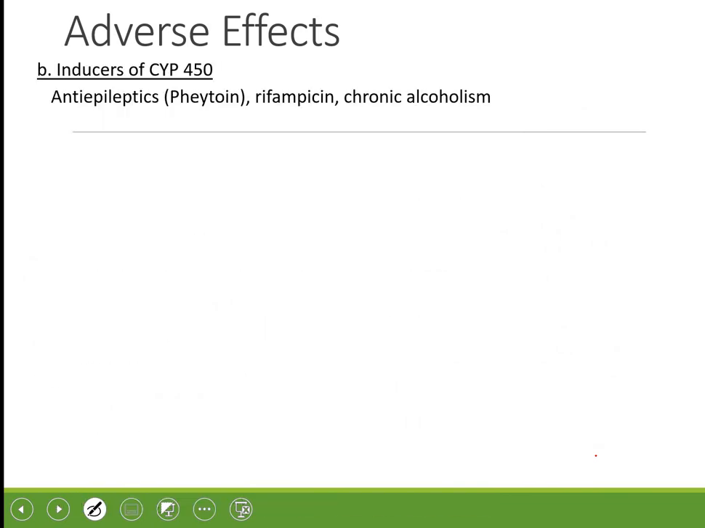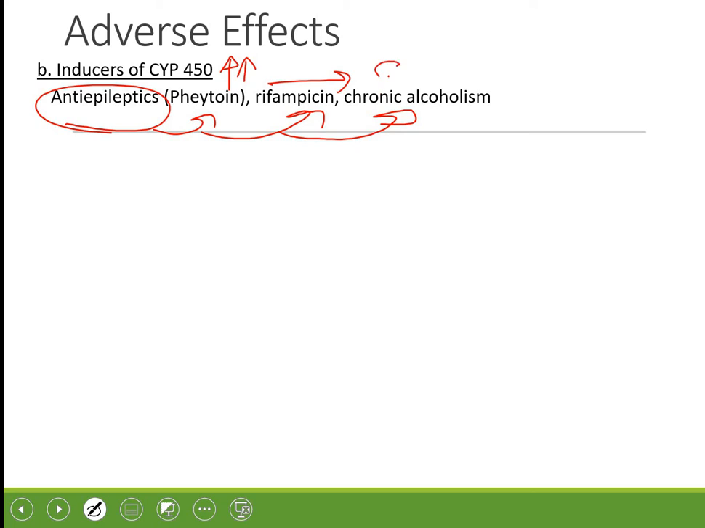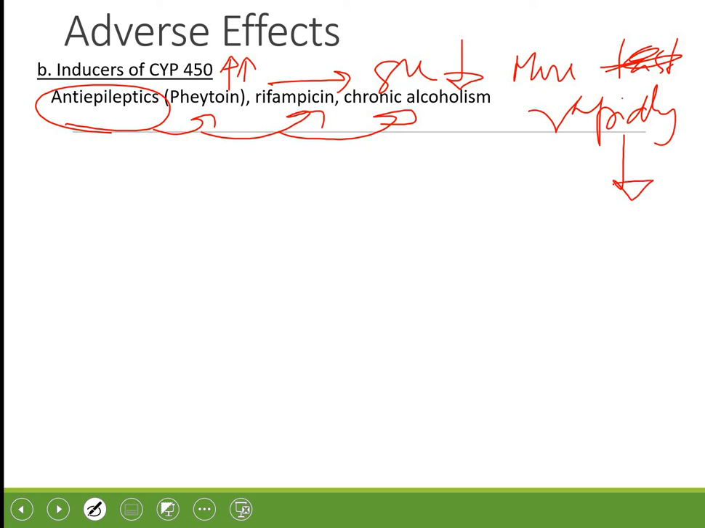So among adverse effects, there may be enzyme inducers, meaning antiepileptic drugs like phenytoin, and rifampicin, an antituberculous drug, and in case of chronic alcoholism, the enzyme level is increased, and once the enzyme level is increased, the sulfonylurea level is decreased. Why? Because they are metabolized more rapidly, and if it is metabolized more rapidly, the plasma level will be decreased, and once the plasma level is decreased, the blood glucose level again will not be managed, it may increase.